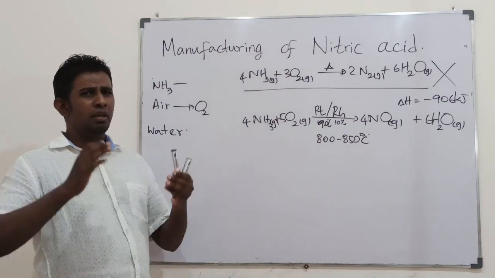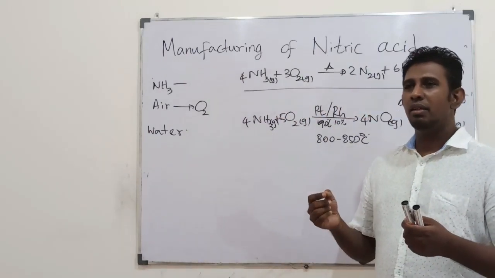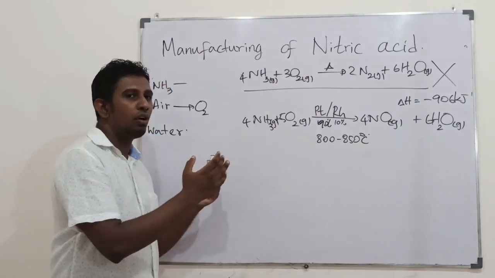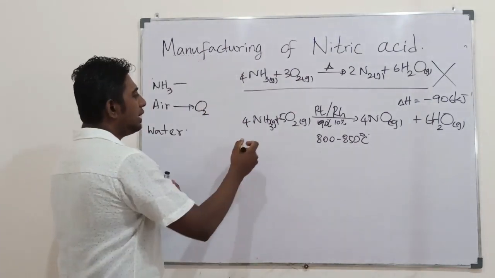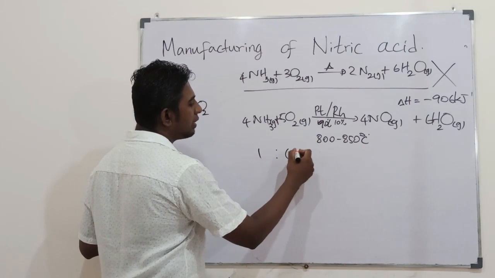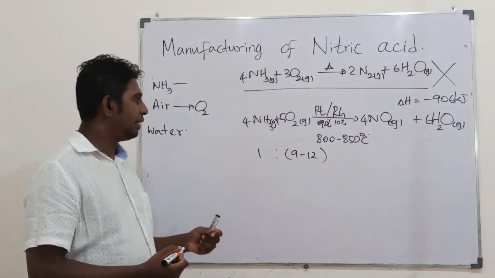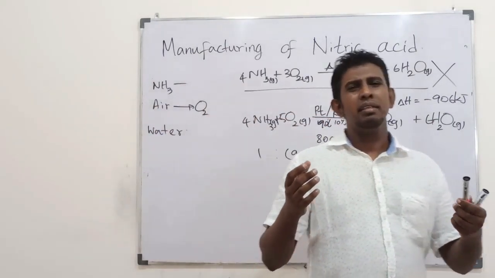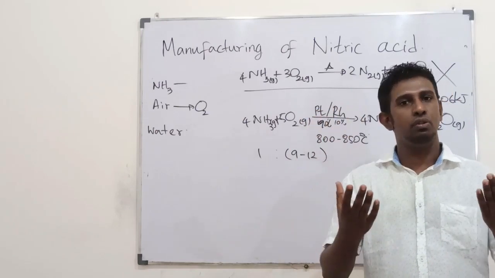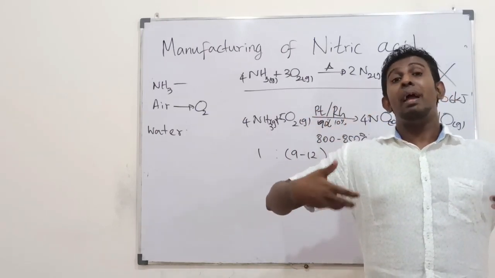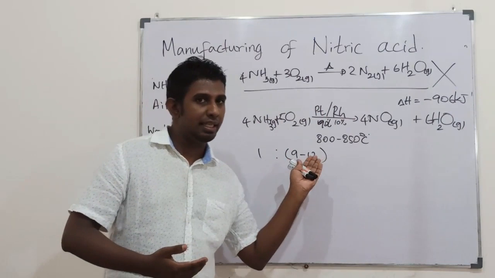Okay. Then while doing this, you need to mix ammonia with air in a 1:9 to 12 ratio, meaning with 1 part of ammonia, you need to mix 9 to 12 parts of air. You mix the ammonia and air in that ratio. Otherwise, if you mix more ammonia, this reaction could be explosive. To avoid having an explosive reaction, you need to maintain the ratio as given here.